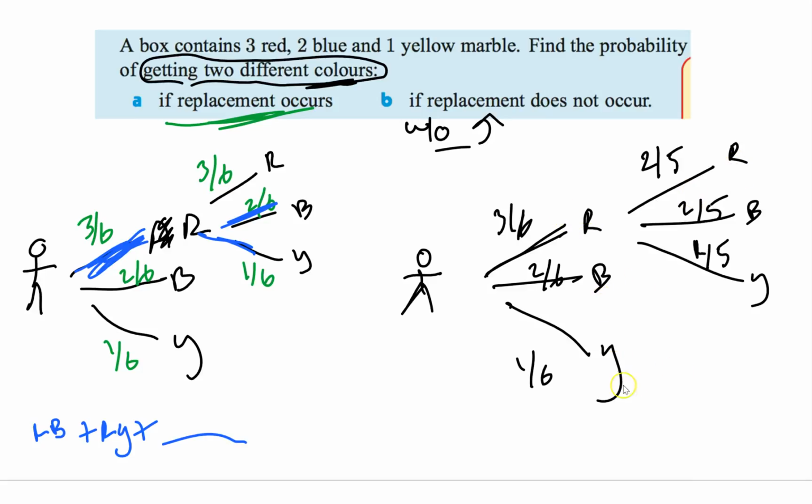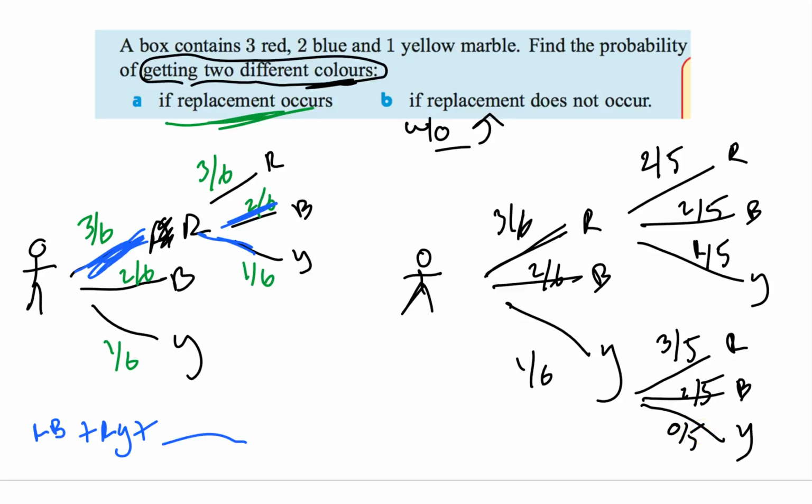I don't have space for B, but I'll do the same thing for Y, right? If you do this for Y, you go red, blue, yellow. The assumption is that you picked yellow the first time. So you still have all your reds left. 3, and there's only 5 total now. Same thing with blue, right? You picked yellow first time, so you still have all your blue. And for yellow, you assumed you picked yellow, so there's actually no more left.